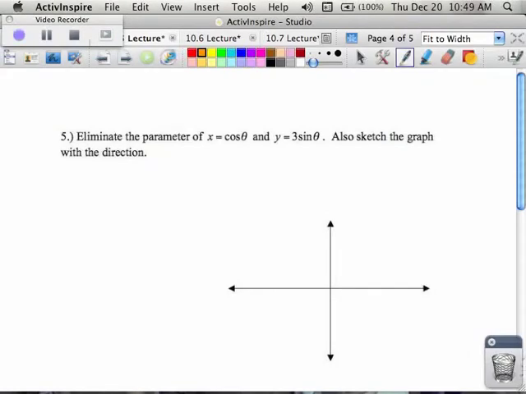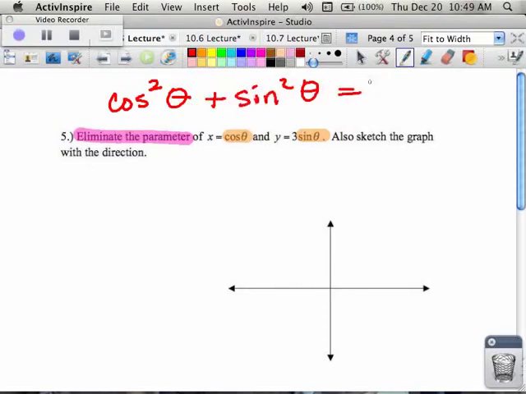Whenever you see eliminate the parameter, and you also notice that you have sines and cosines, you are going to use the following equation: cosine squared theta plus sine squared theta equals 1. This is the most famous trig identity that we learned when we learned the unit circle. It's the same as the Pythagorean theorem.